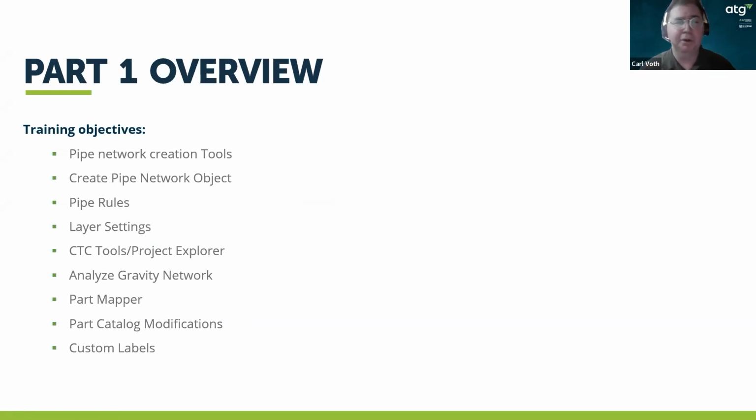Showed you a little bit about the part mapper and how that's going to come into play today as we export out all of our Civil 3D information into storm sewers and hydrographs. And also went through a little bit with the part catalog modifications and how to create some custom labels. So don't forget to go back and check that one out. Remember, this is a two-parter.